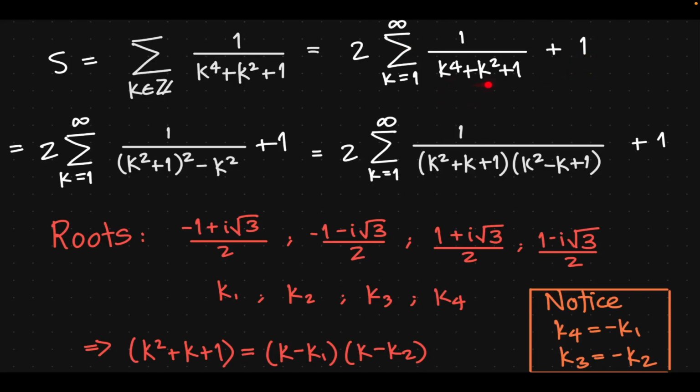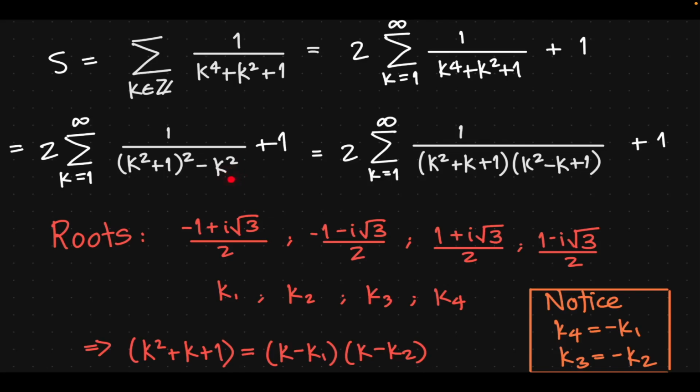Now we can simplify this denominator using a difference of squares. So we can write this as k squared plus 1, the whole squared. That will give us k to the fourth plus 2 times k squared plus 1. But we had just 1 k squared here, not 2. So we can subtract that k squared.